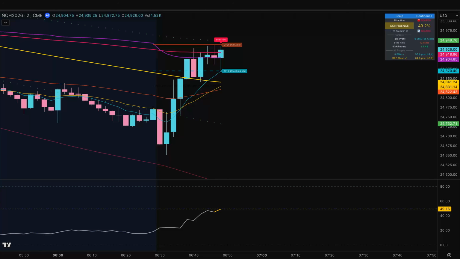So let's go through an example of how we would actually use this indicator in practice. Right now, I'm looking at the chart for NASDAQ futures on a 2-minute chart, ticker symbol NQH 2026, and the date is Thursday, February 6th, 2026.